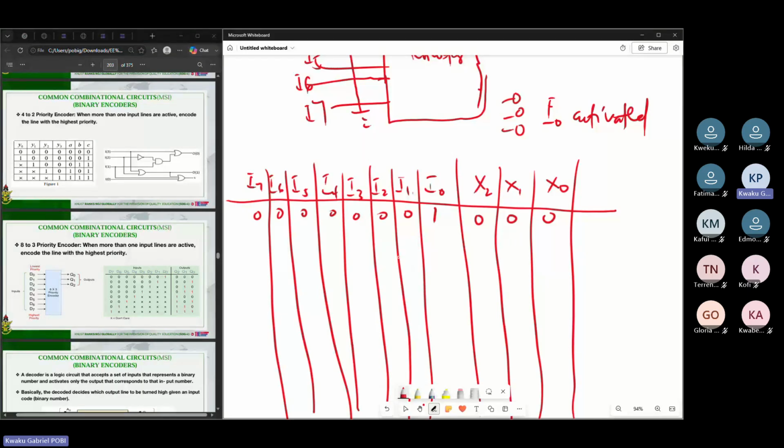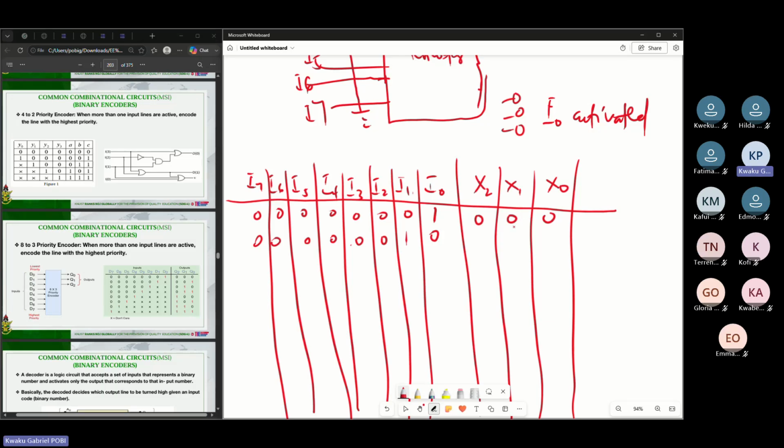And then in another case, we'll go and activate I1. So when I1 is activated, the rest will all be connected to ground. And then in that case, we'll give it 0, 0, 1. So whenever you see 0, 0, 1, it means I1 is the one being activated. Then we'll go and activate I2, some point in time I3, I4, I5, I6, and then lastly I7, where the rest of their bits will all be zeros.